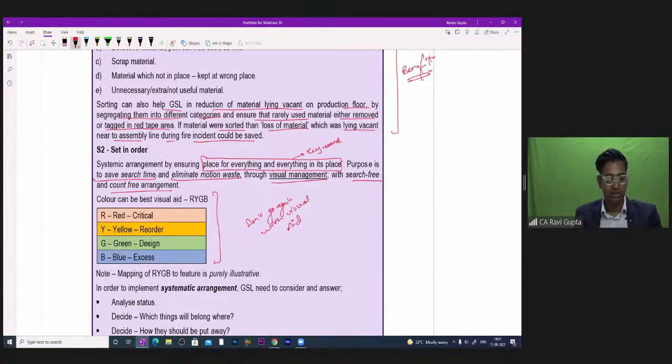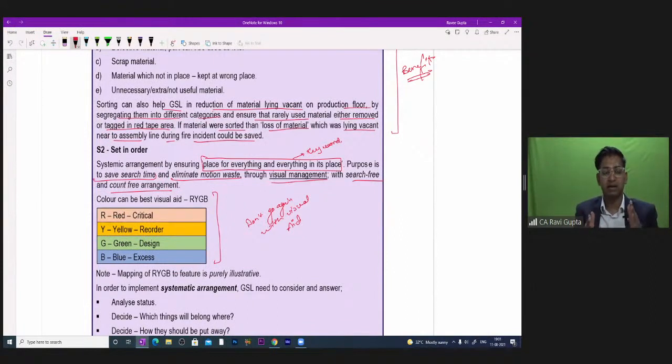Sir, how can sorting help in reducing fire, as fire can occur anywhere? It is not helping in reducing the fire. See, suppose this room is full of materials, lying everywhere. If there is a fire, it will definitely catch through all these materials lying closely placed to each other.